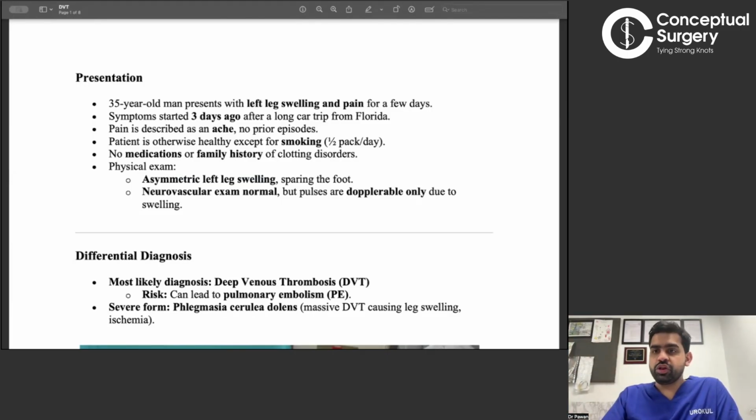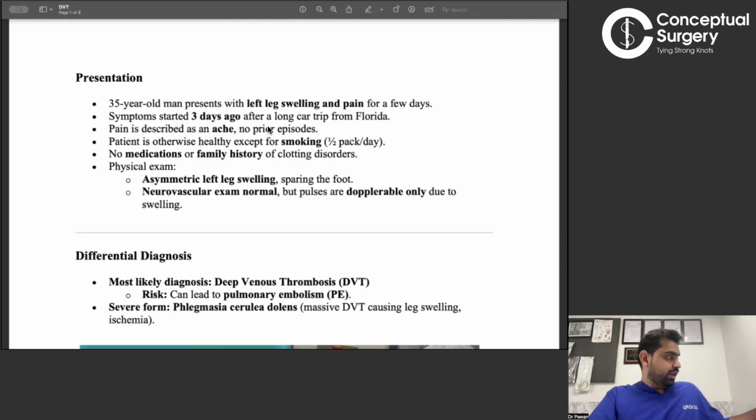Okay. So yeah, let me just start. Here we have a 35-year-old man presenting with left leg swelling and pain for a few days. The symptoms started 3 days ago after a long car trip from Florida. So the patient took a long car trip, and after that, the pain started.